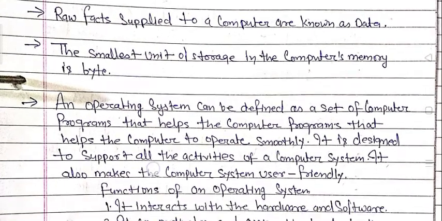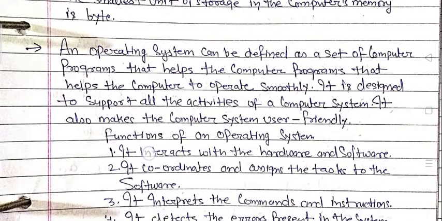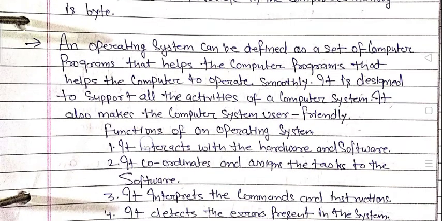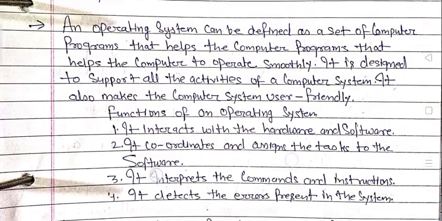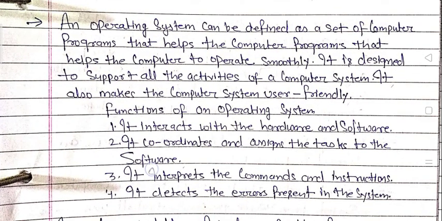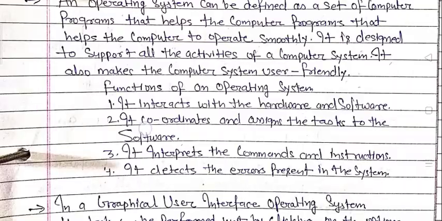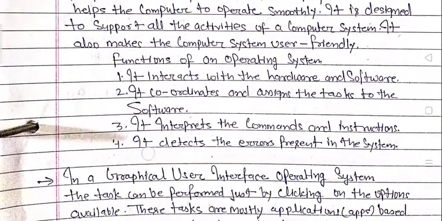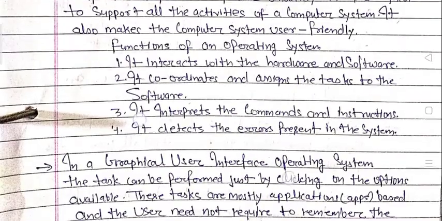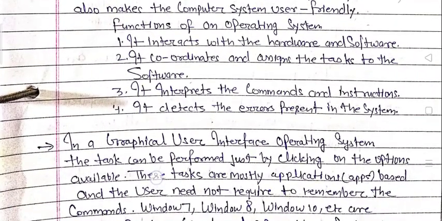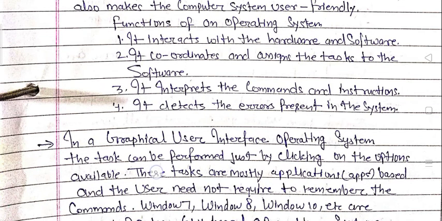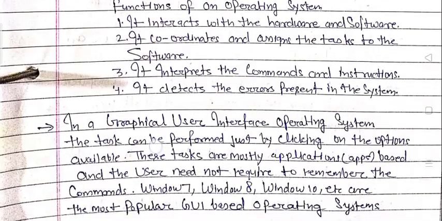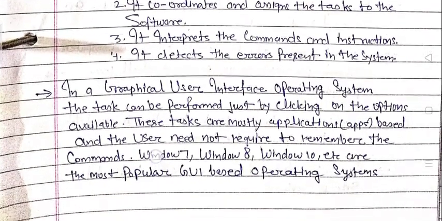An operating system can be defined as a set of computer programs that helps the computer to operate smoothly. It is designed to support all the activities of a computer system. It also makes the computer system user-friendly. Functions of an operating system: it interacts with the hardware and software, it coordinates and assigns tasks to the software, it interprets the command and instruction, and it detects the errors present in the system.